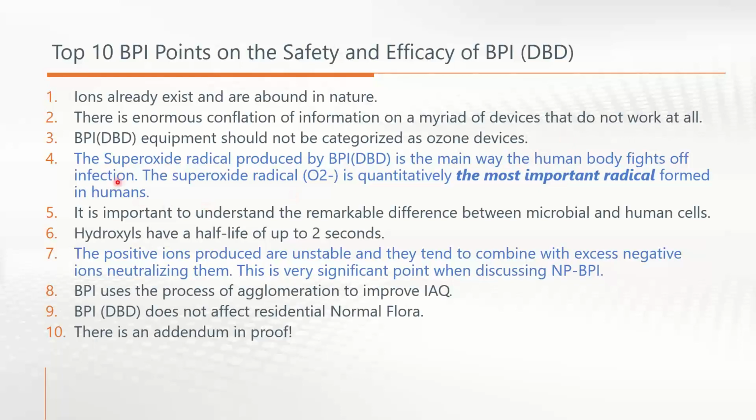I talked about the superoxide radical that's produced, this super ion, the O2 negative, and that's unique to DBD technology. But it's interesting to know that when you talk to Dr. Tierno, that superoxide radical is quantitatively the most important radical formed in humans. That's what we use to kill things. So when people say these superoxides are dangerous, it's not true, okay? It's also important to understand the remarkable difference between microbial and human cells.